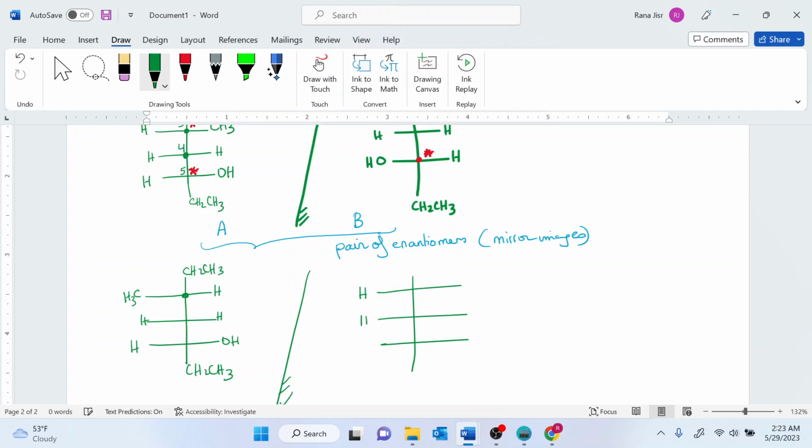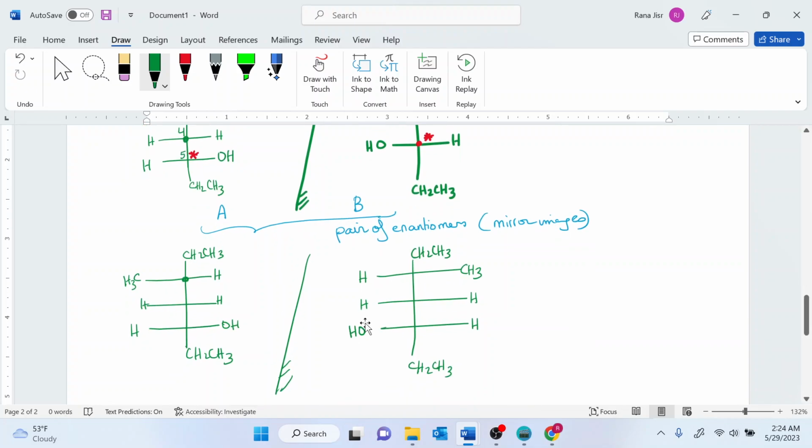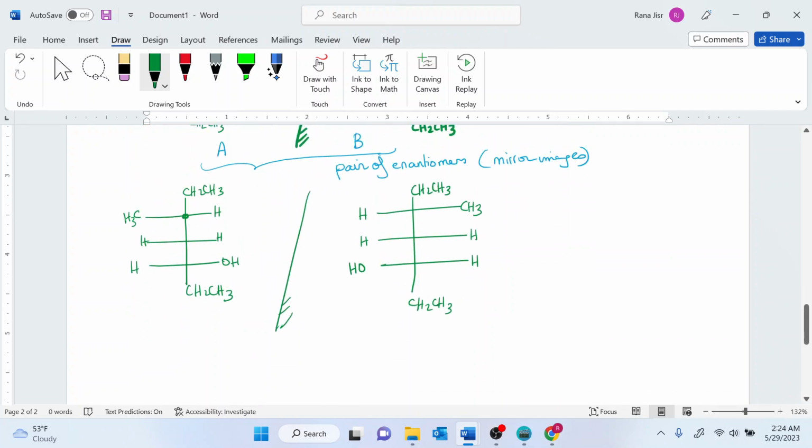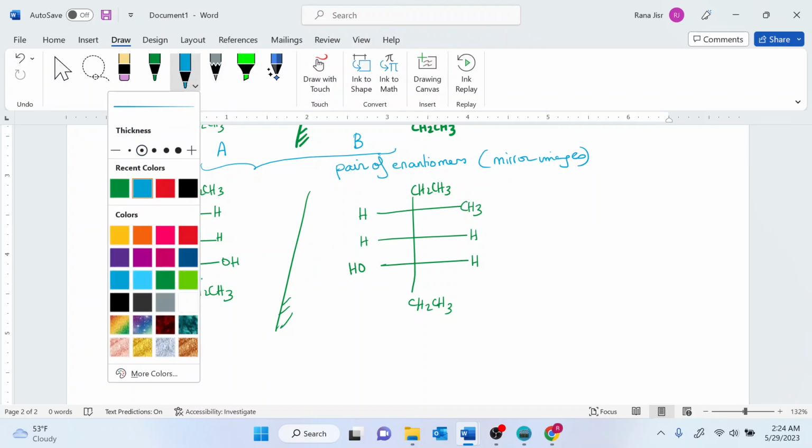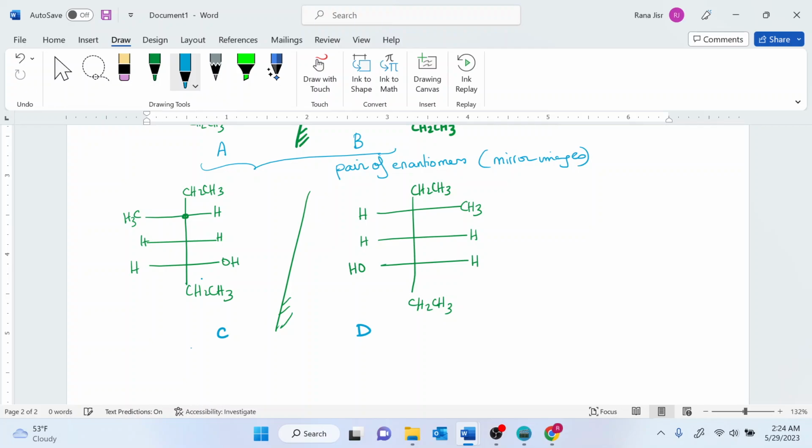Now this one, we're going to go ahead and get its mirror image. This is a hydrogen and an OH. Again, to get the mirror image of a Fischer projection, you leave the vertical line the same and you just rotate the horizontal line by 180 degrees. The only rotation that is allowed with a Fischer projection is 180 degrees. So here you go. And this is going to be the mirror image of this molecule here. I'm going to label those C and D. So this is C and this is D. So C and D are also a pair of enantiomers.